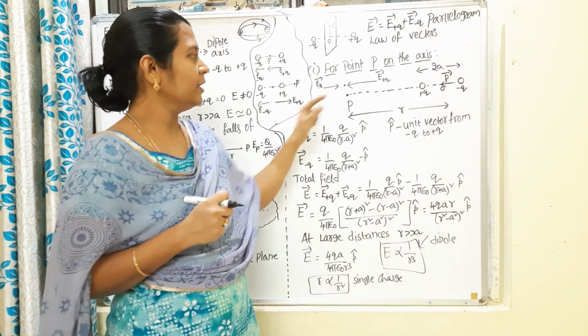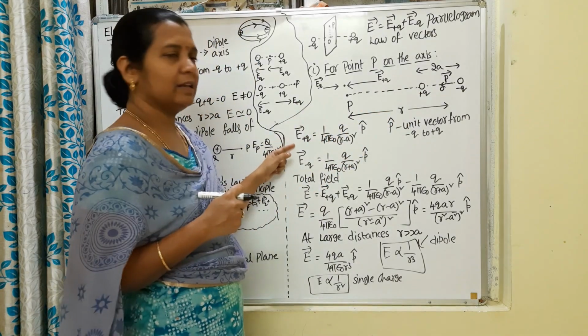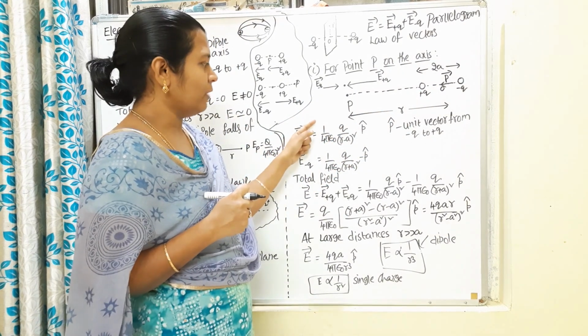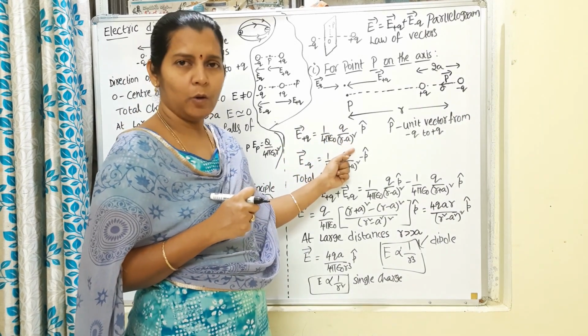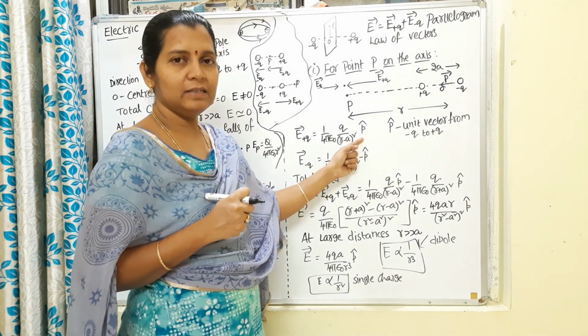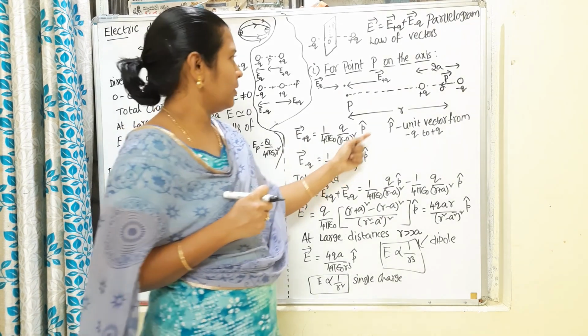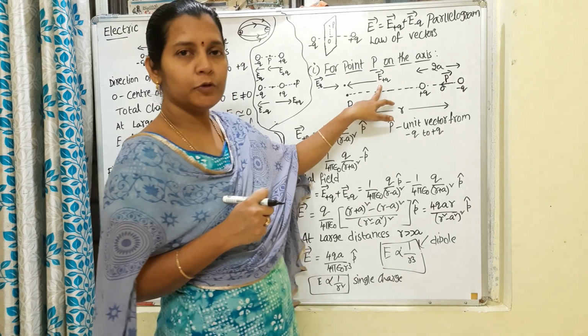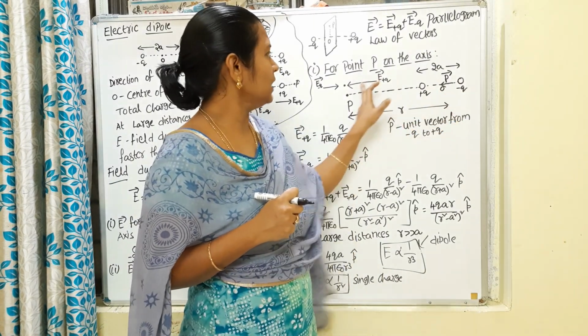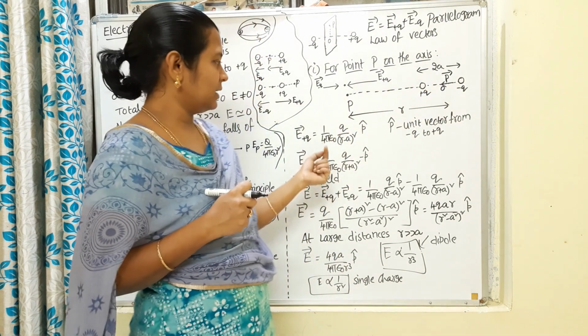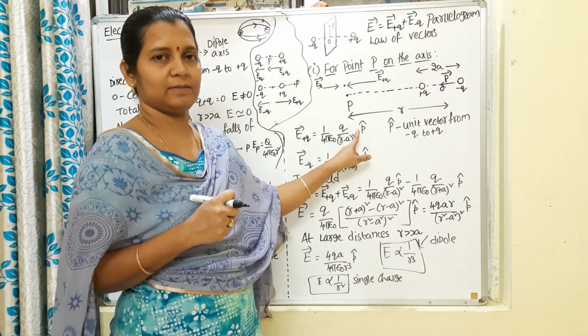Right. So the electric field due to plus Q can be written as 1 by 4 pi epsilon naught, Q by (r minus a) whole square, times p cap. What does p cap indicate? The direction of the dipole. Observe here, the electric field due to plus Q charge and the direction of the dipole are both in the same direction. That is why we have considered plus.